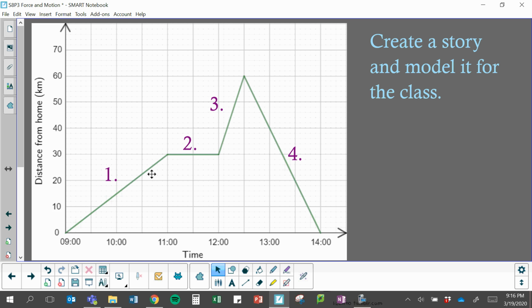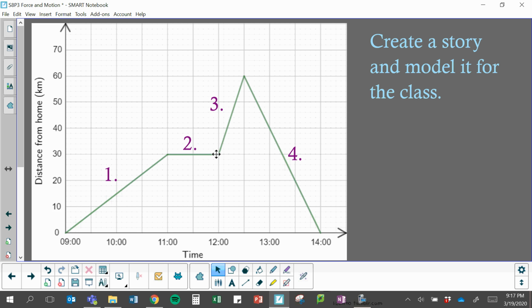So what's going to happen in time point 1? Our distance, first we're at 0, and then as we go through, we're going 10, 20, and 30. So at this point, we are moving at a constant speed. Then at point 2, our distance is the same, 30 kilometers. So that means we are staying in the same place. So at 2, we're stopped.